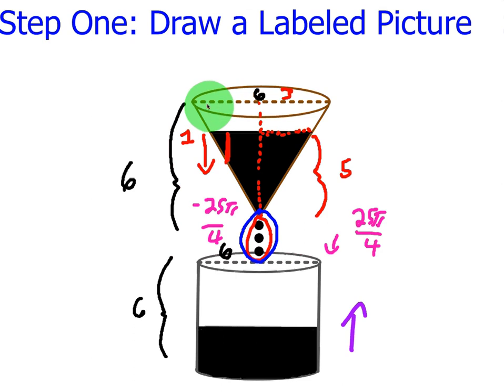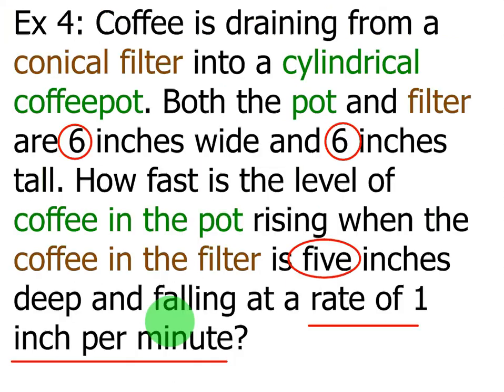So for every minute, the height of this falls by an inch. At this particular moment, remember this is instantaneous. So when the height in here is 5 inches and it's going down at a rate of 1 inch per minute, how fast is the coffee in the pot rising? We'll just put a question mark here. Okay, how fast is that going up? Now, we're not asking how tall it is, we're asking the rate at which it's increasing. So that's it for our picture.